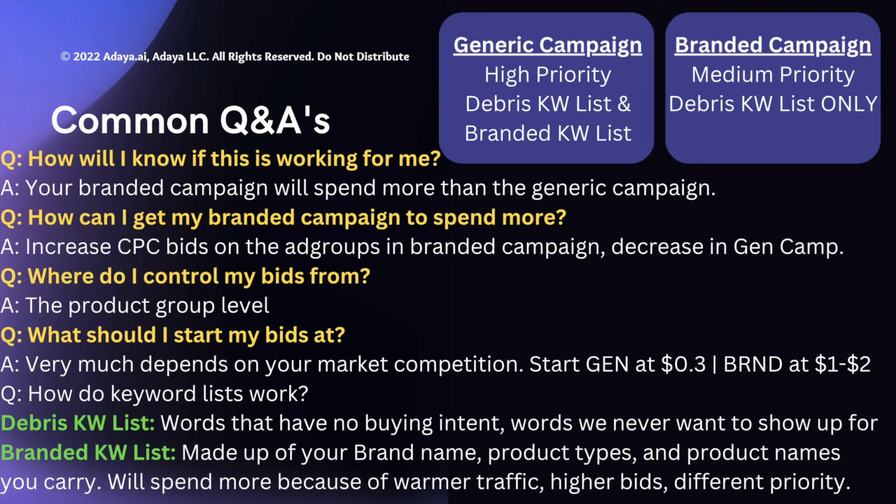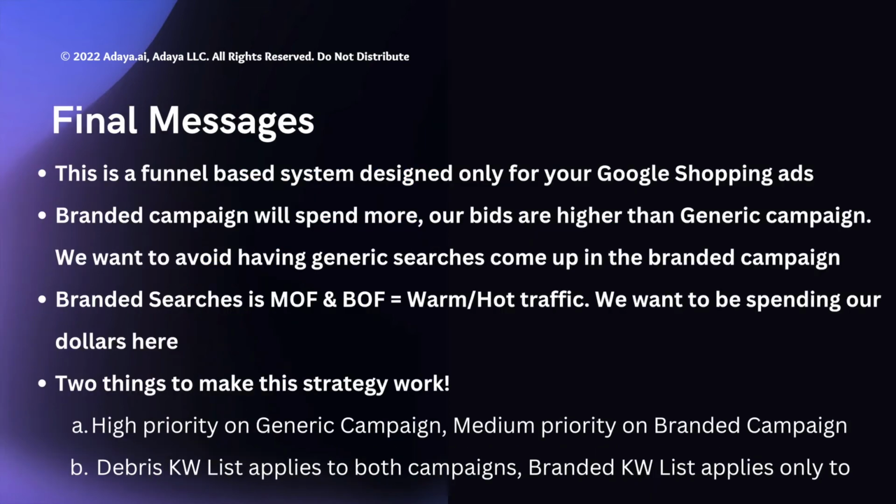And the last question is, how do keyword lists work? Well, we have a debris keyword list, which I mentioned earlier. These are words that have no buying intent, words that we never want to show up for, and I'll show you how you can go in and edit that. And then we have the branded keyword list, which is made up of your brand name, product types, product names that you carry, right, with the brand in front of it. This will spend more because of warmer traffic, higher bids, and a different priority. We want this list to really be what gets us the gold mine, right?